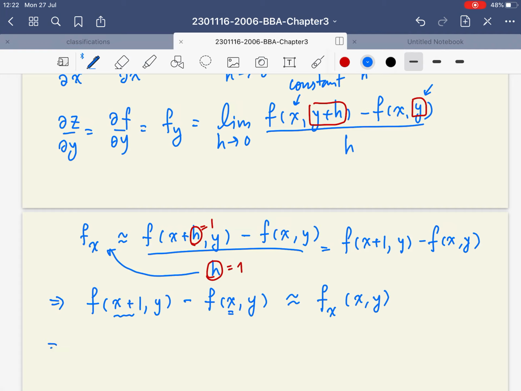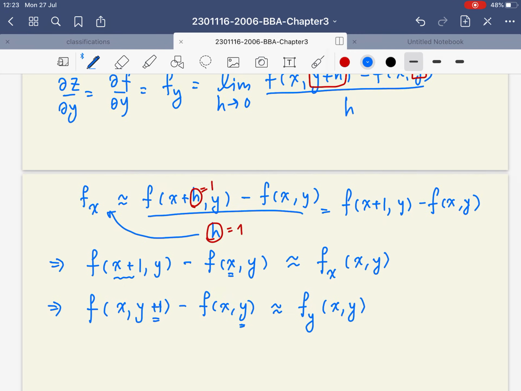On the other hand, if you talk about f sub y, f of x, y plus 1 minus f of x, y is the difference between the function value when y is increased by 1 and the value at y, so it is approximated by f sub y at a particular point x, y. These are called marginal because the change is only 1 unit in each of the x or the y.